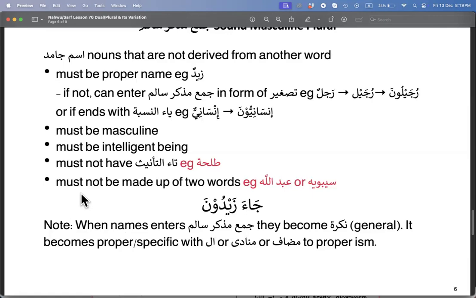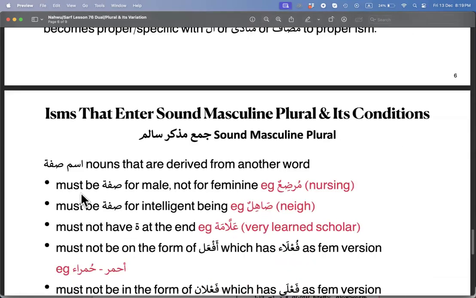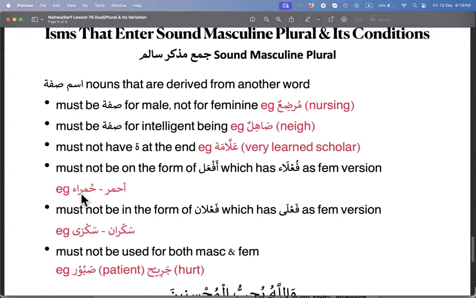Okay, this is one way that an ism can enter jamak muzakkar salim. The other way is if it's an ism sifah, nouns that are derived from another word. So the best example is, for example, Muslimun. That's our default chart, right? Muslim is a fa'il from aslama yuslimu, yes. So that's why it can become una ending. Okay? So what are the conditions of ism sifah?